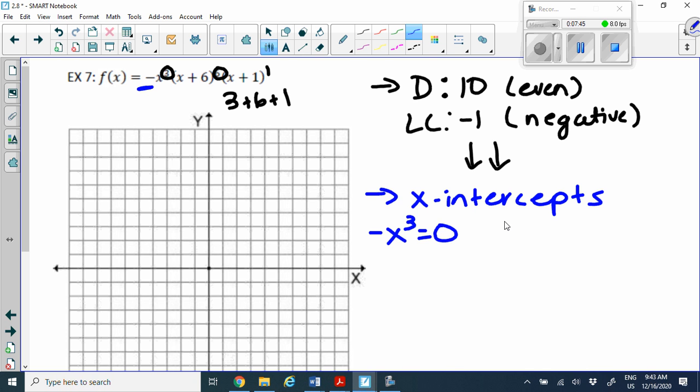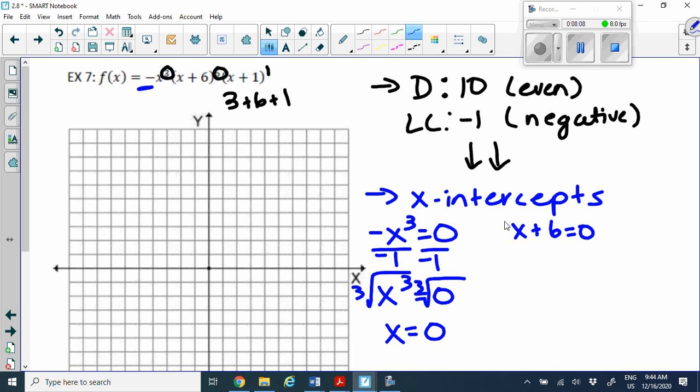So we can divide both sides by -1. So I get x³ equals 0, and then I take the cube root on both sides. Anytime you take a root of 0, that's just going to give you 0, okay? So there you can automatically tell it's going to be 0 no matter what, because we don't have any other number with it. Now, x + 6, I set that equal to 0, and I get x equals -6. And then my x + 1, same thing. Sorry, x + 1 equals 0, so I get x equals -1.